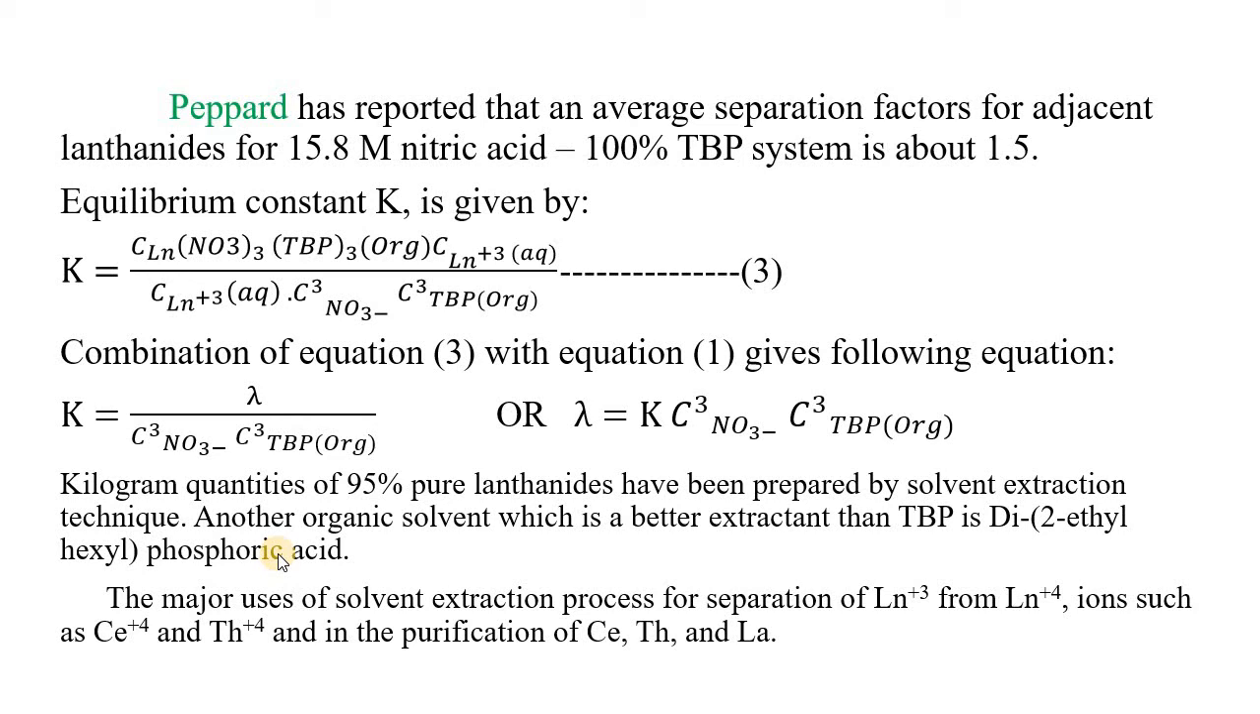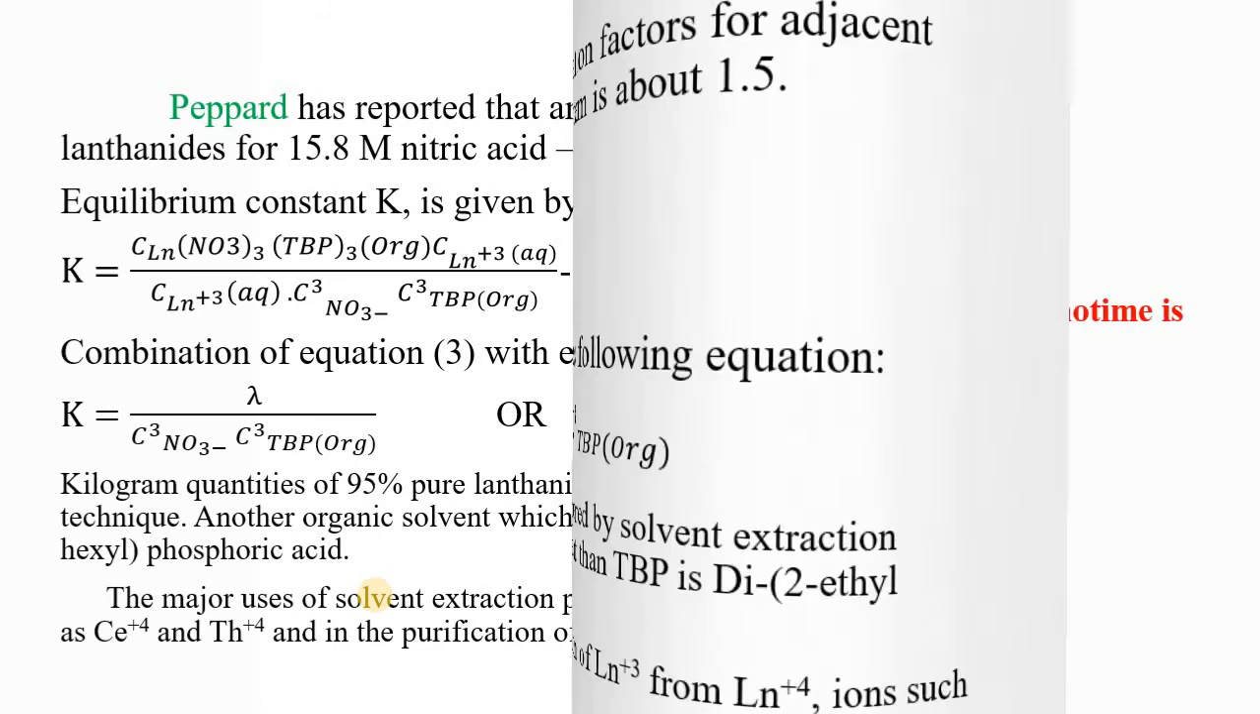Another organic solvent which is a better extractant than TBP is di-2-ethylhexyl phosphoric acid. It can also be used nowadays. This solvent is used as extractor. The major uses of the solvent extraction process are for separation of lanthanide 3+ from lanthanide 4+ ions such as cerium 4+ and thorium 4+, and in the purification of cerium, thorium, and lanthanum, which can be done by using different methods.